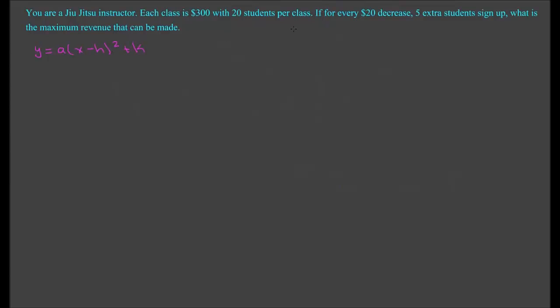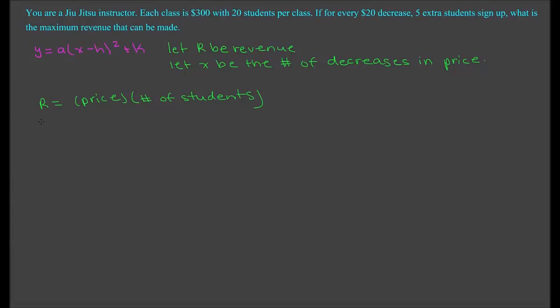First, we find the variables, as said earlier. They are $300, $20 multiplied by the number of decreases, 20 students, and 5 multiplied by the number of decreases. Let r be revenue and let x be the number of decreases in price. Now we have to put this into an equation. R equals the price multiplied by the number of students. R equals 300 subtract 20x multiplied by 20 plus 5x. Remember, we only use x for the variables whose value is affected by the number of decreases.